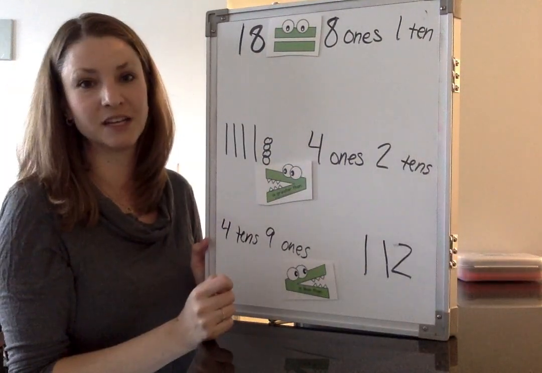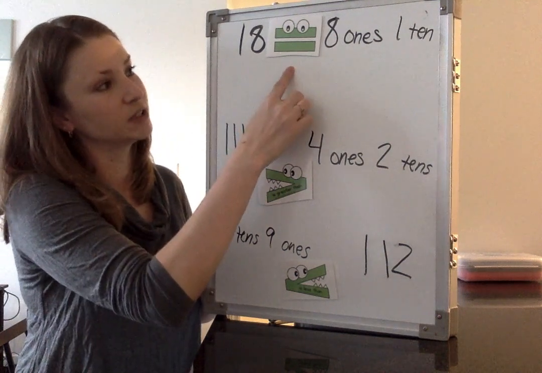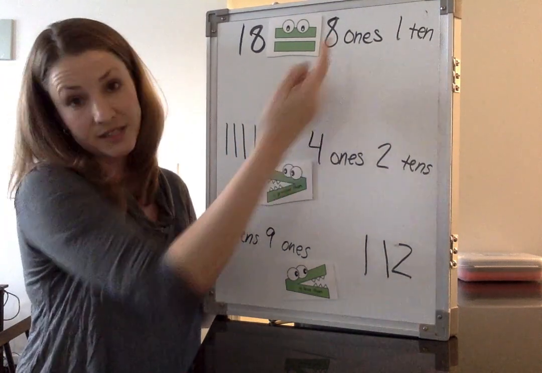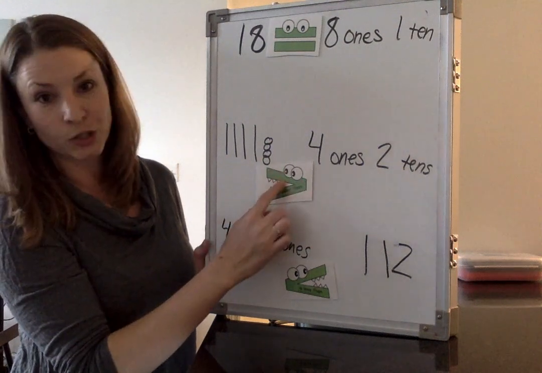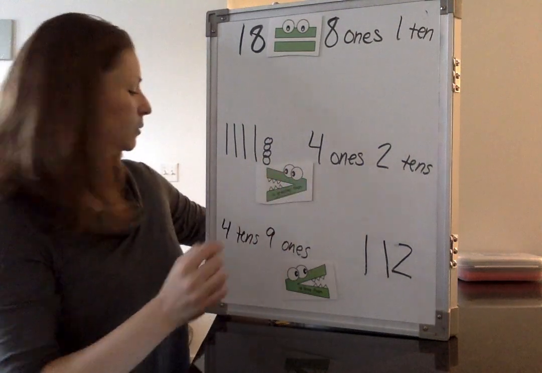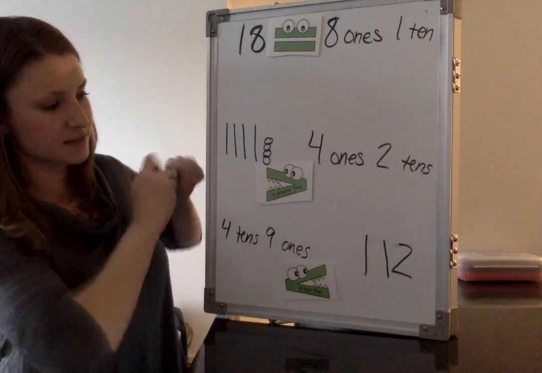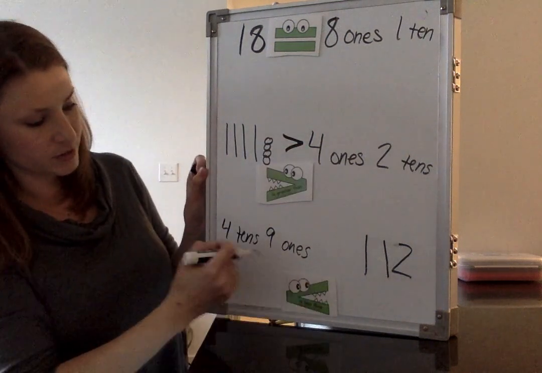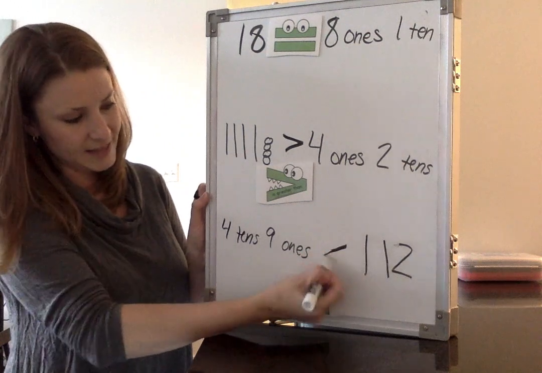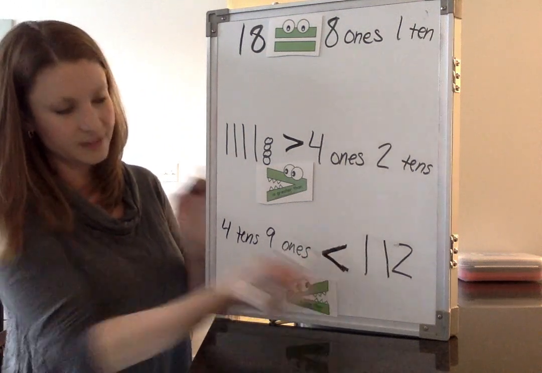First answer should have been equal to, because 18 equals 8 ones and 1 ten, or 1 ten and 8 ones. This 4 tens and 4 ones is greater than 4 ones and 2 tens, so you should have the greater than sign there. And this last one, 4 tens and 9 ones, is less than 112.